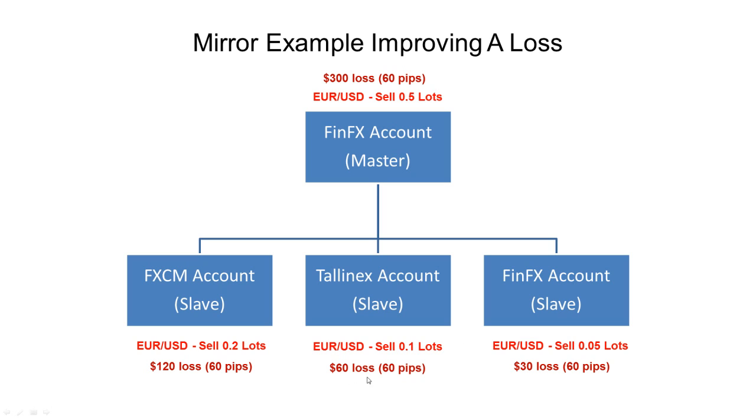$120 loss, $60 loss, and $30 loss. All of them traded the exact same trade with the same pip loss, same exact trade, but they lost less money. So the idea with the mirror and applying money management is to try and determine the best times to be increasing your lots and the best times to be decreasing the lot size.